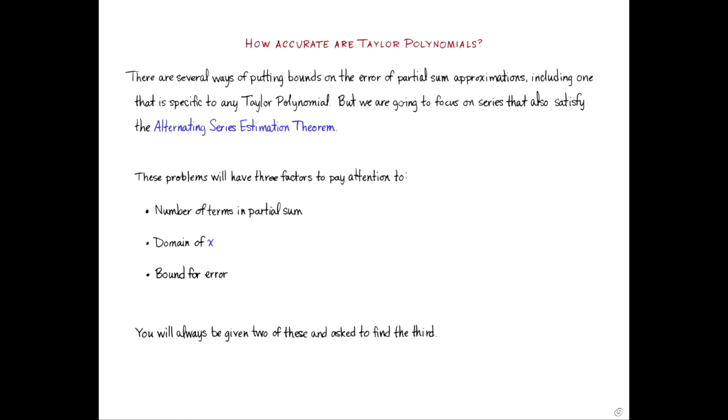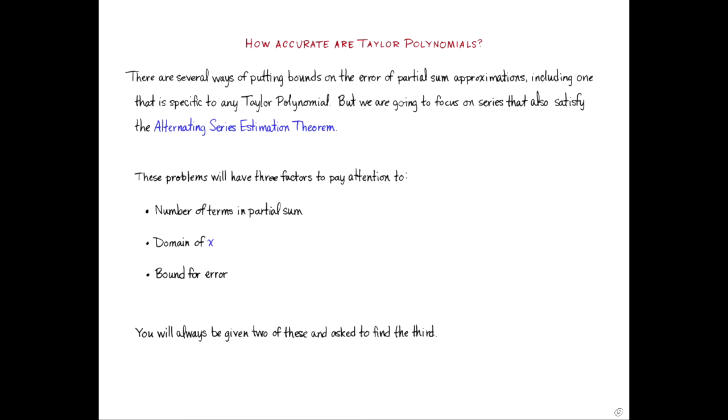This is the third time that we've seen error bounds in our course. We first encountered them back in the 4th week, where we were using the trapezoid rule. Then last week, we introduced them with the alternating series estimation theorem. And now we're going to apply it to Taylor polynomials. We're going to focus on series that satisfy the alternating series estimation theorem.